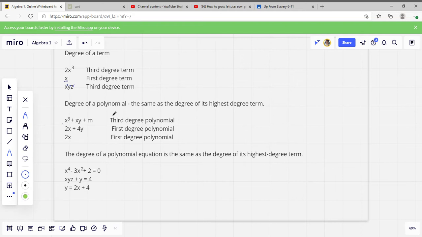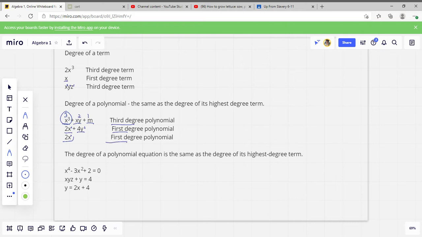So here's a term, and here's a term. This one's 3, this one's 2, and that one's 1. Its highest degree term would be 3, so that's a third degree polynomial. Here's a term, this one is to the 1, that one's to the 1, so this is a first degree. And this one just has one term to the 1, so that's a first degree as well.